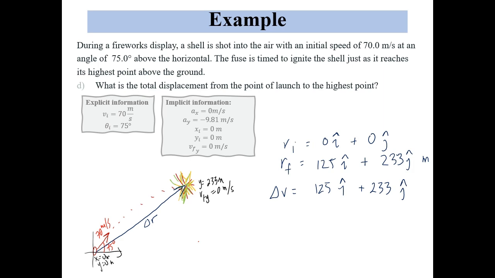Now I need to represent this in terms of magnitude. This is fine in terms of components, this is a vector R, this is a displacement vector. Now for displacement, we need to figure out the magnitude of that. So that comes down to using Pythagoras' theorem: 125 squared plus 233 squared, and then taking the square root of that. So delta R, the magnitude, comes out to about 264 meters.